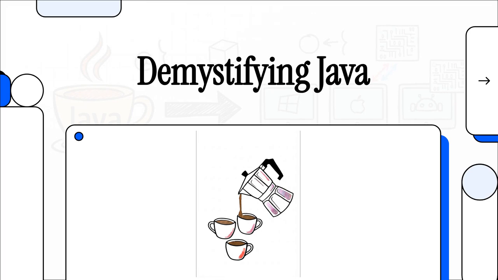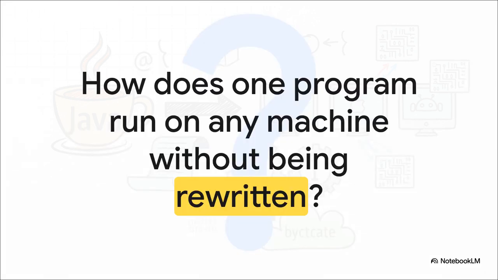Welcome to The Explainer. Today, we're going to get to the bottom of something that feels a little bit like magic. How is it that one single piece of code can run on your Windows laptop, your phone, and maybe even your smart fridge? Well, the answer is all in the super clever design of one of the world's most popular programming languages, Java.